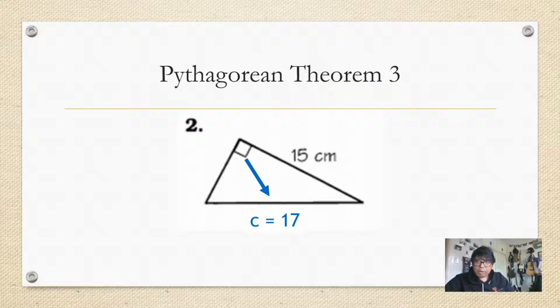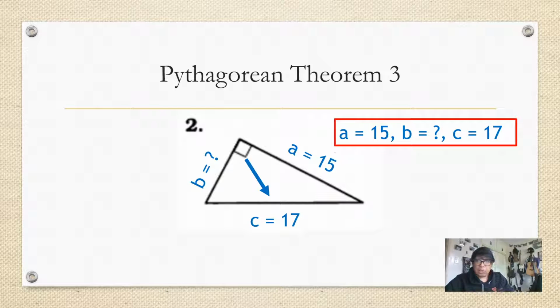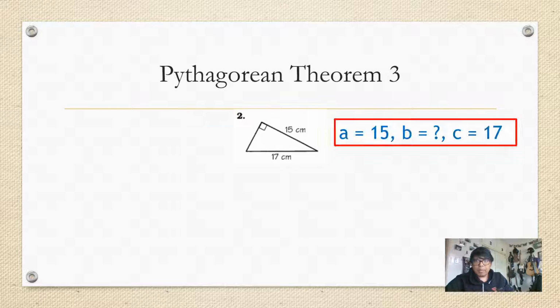Just like before, the other two sides don't really matter, and in this case, since I don't have a vertical side, I'm going to choose to make that 15 a, which of course leaves b as an unknown. So this is a lot like what we did with the previous assignment. We have an a, a b, and a c, and we just need to use the Pythagorean theorem to solve for b.